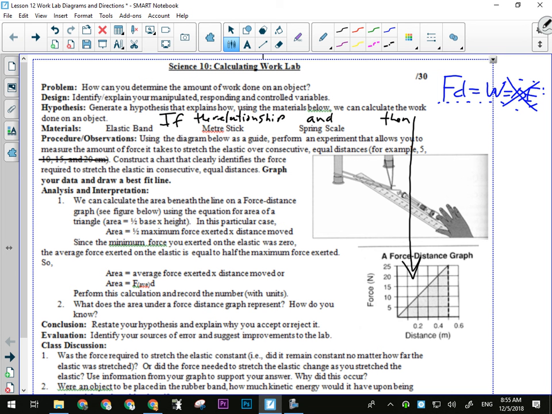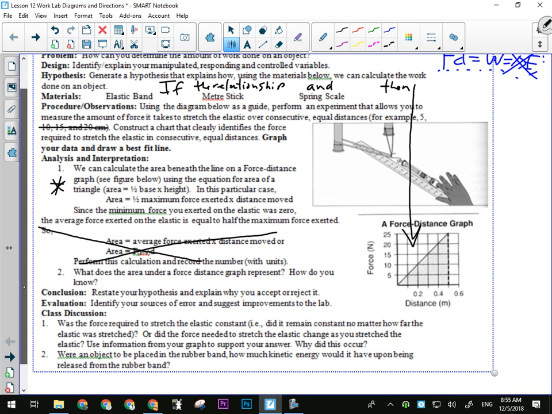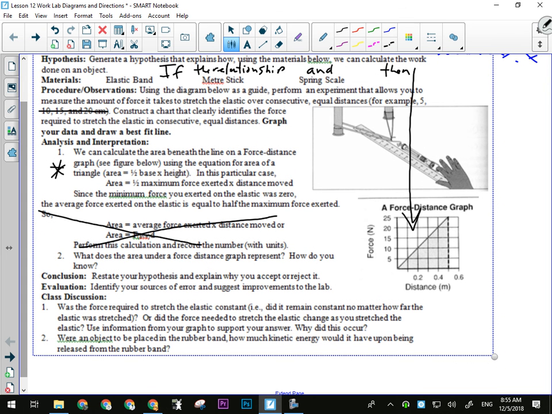Then for the analysis and interpretation, perform the calculations they ask for there. I would say ignore this part though. Do it the way they talk about in the first part. Up here where it talks about half the base times the height, that's the way to do it. Don't use this average part, even though it's the same thing, it's more confusing. Then number 2, you need to tell us what the area under the force graph represents. When we calculate that area, what is it that we're calculating? Give a little explanation on that.